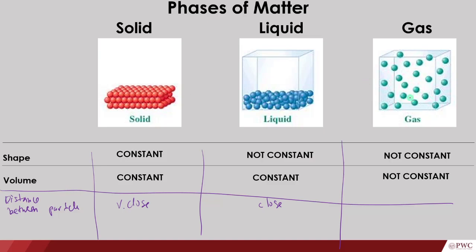And let's go to gases. For gases, obviously the particles are far apart from each other. So far apart from each other.